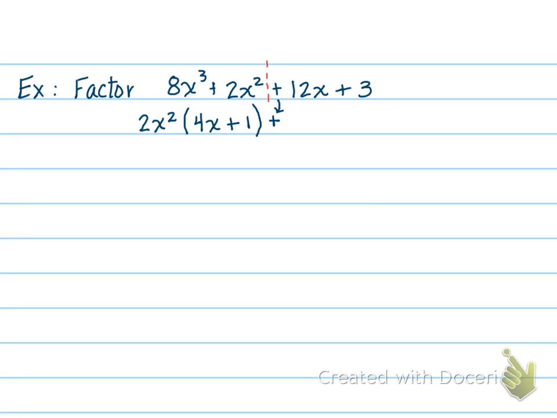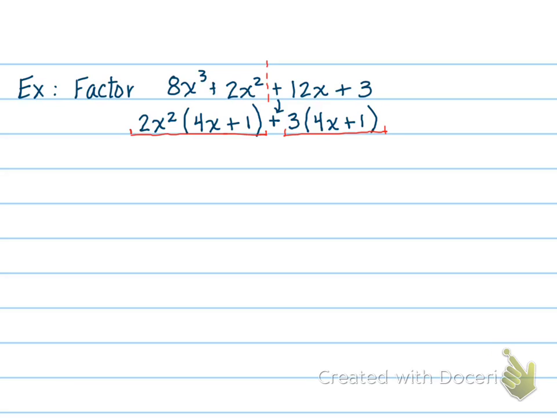And then what's the GCF of my second 2? 3, right? Good. And that leaves me with 4x plus 1. And so now we're right back in the situation we were in that previous example, right? We have 2 terms. Here's 1 term. Here's another term. And they have a common binomial factor of 4x plus 1. So they both have a factor of 4x plus 1.